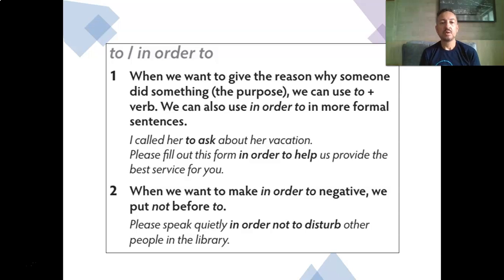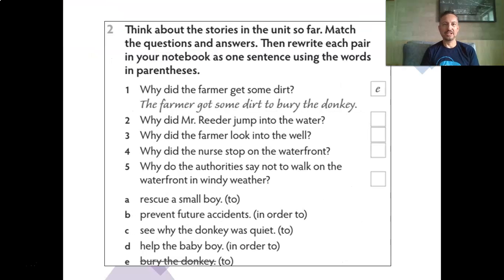Number 2, when we want to make in order to negative, we put not before to. For example, please speak quietly in order not to disturb other people in the library. So we just put not before to. All right? Really good. Now, this is your first exercise, exercise number 2 in your book.